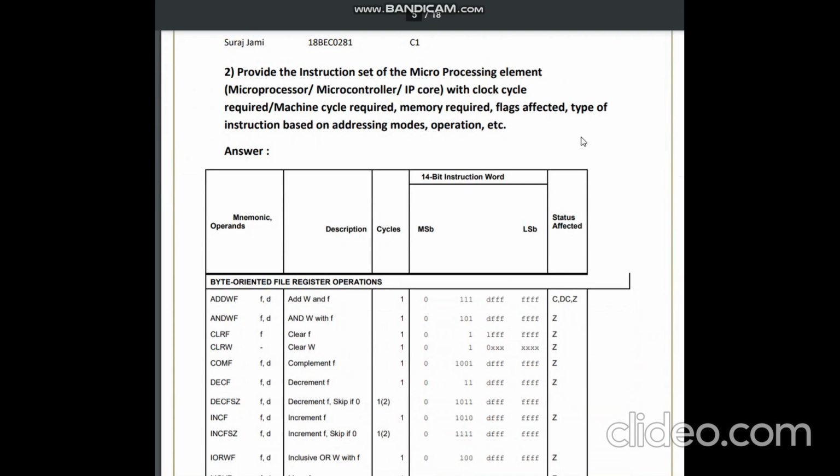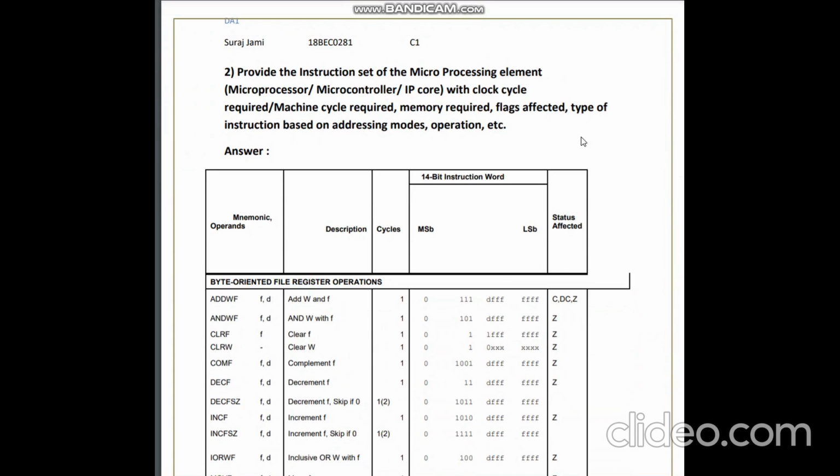So the second question is to provide the instruction set of the microprocessing element, microprocessor, controller, IP core with clock cycles required or machine cycles required, memory required, flags affected, type of instruction based on addressing mode, operations, etc. This whole instruction set was available in the data sheet. So this is the mnemonic, operands, description, cycles. This is the 14-bit instruction word where this part is MSB and this part is LSB, and we have the status affected part.